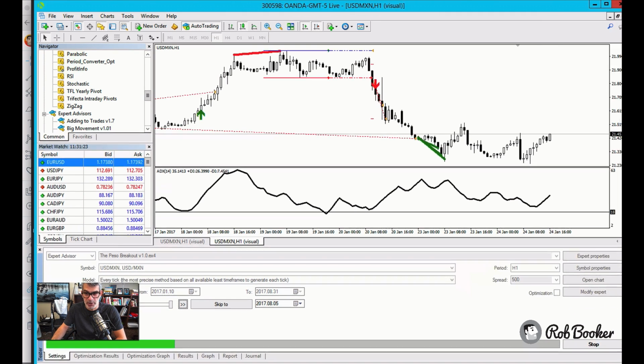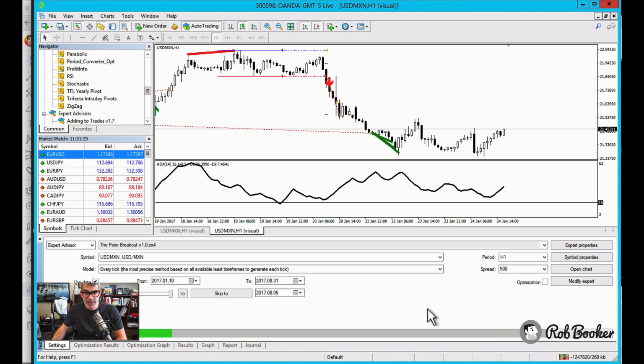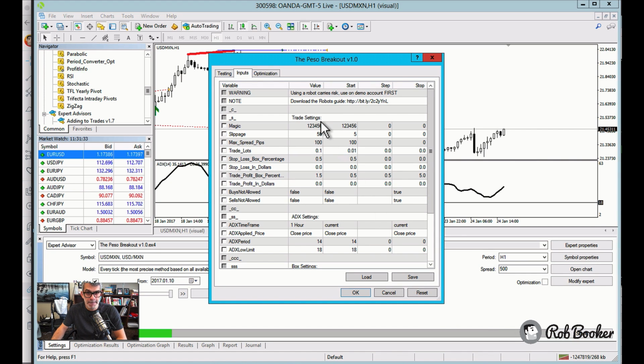Now, we built this robot for MetaTrader, and I'll stop this current test, and let's take a look at the properties for the robot. So, of course, there's a warning: don't trade a robot unless you've done your testing and you've done all of the work to get ready for it. Don't forget to read and watch guides like this before you run a robot. Every robot has a magic number which distinguishes the robot trades from your discretionary trades.